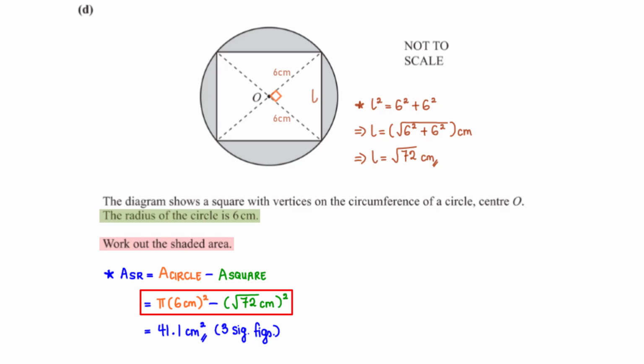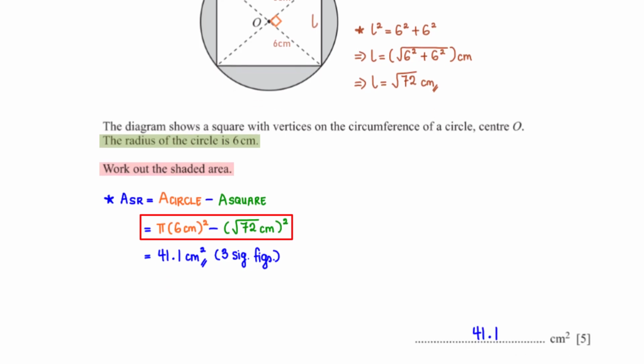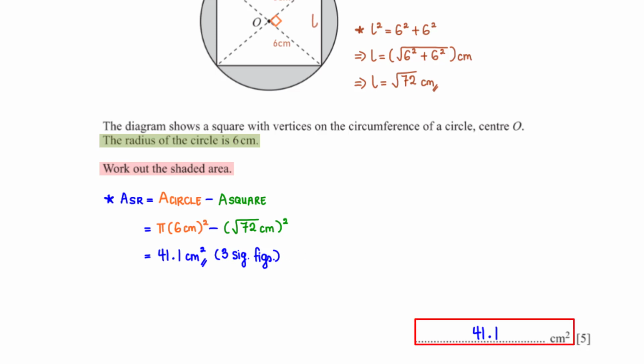To get L, we apply the Pythagoras theorem. This gives us L² = 6² + 6². When we make L the subject, this is what we get, which is equal to √72 cm. So we have √72 cm all squared. When we type this into the calculator, we get 41.1 cm², rounded to 3 significant figures.